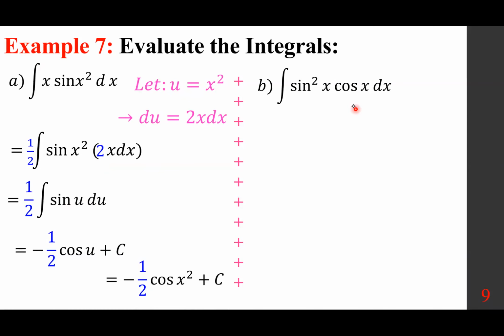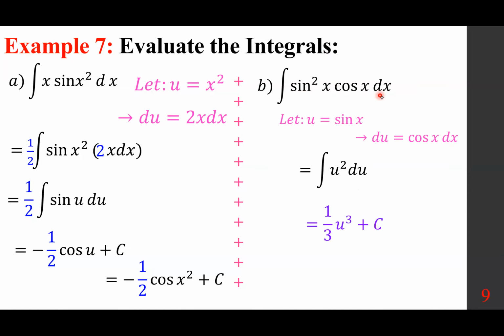But if we have sine as well as cosine, the one that has the exponent is the choice of u. Sine x has the exponent, so that is the choice of u. If cosine has the exponent, that is the choice of u. Because the derivative of sine is cosine and the derivative of cosine is negative sine. So the du is cosine x dx, and therefore you're looking at the integral of u squared du. Using the power rule, 1/3 u cubed plus a constant, replace the u with sine x, and we are done.